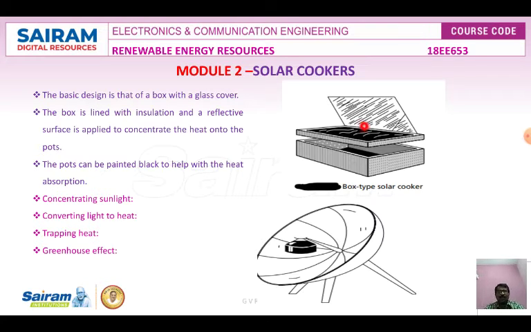Box type means this is the box type cooker. It has a simple construction and operation. An insulated box with blackened aluminum contains the utensils with the food material. The box receives radiation from the sun and reflected radiation from the reflecting mirror kept inside the box. The angle of reflection can be adjusted. The cover has two layers: one is a reflecting mirror, another is a glass cover. The glass cover traps the heat, and maximum temperature is obtained in this box.